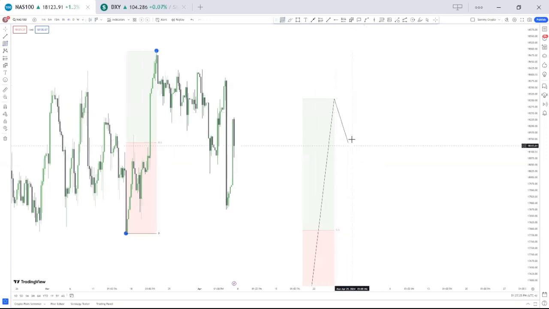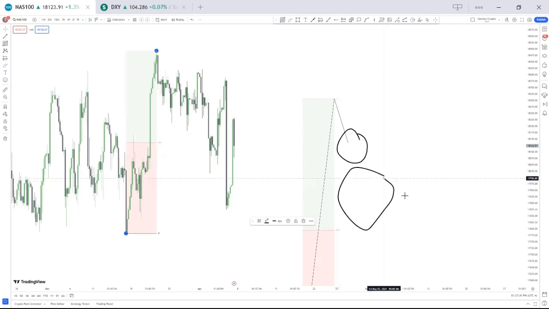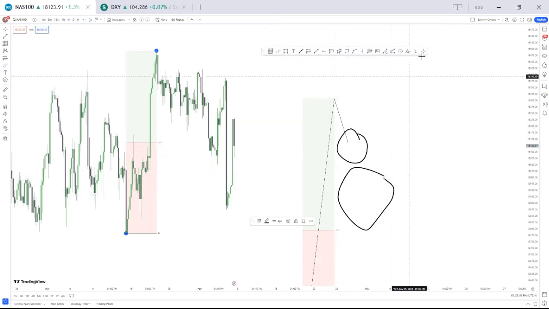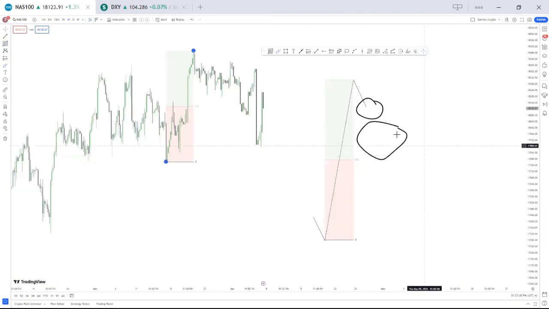Now, if you are looking to buy, you don't buy here. This is absolutely wrong. For any trader, for any analyst, you don't buy. Sorry, this is not the tool I wanted to pick. You don't buy here. You don't buy here. You don't buy any of these levels. As an analyst, I think you should know that.